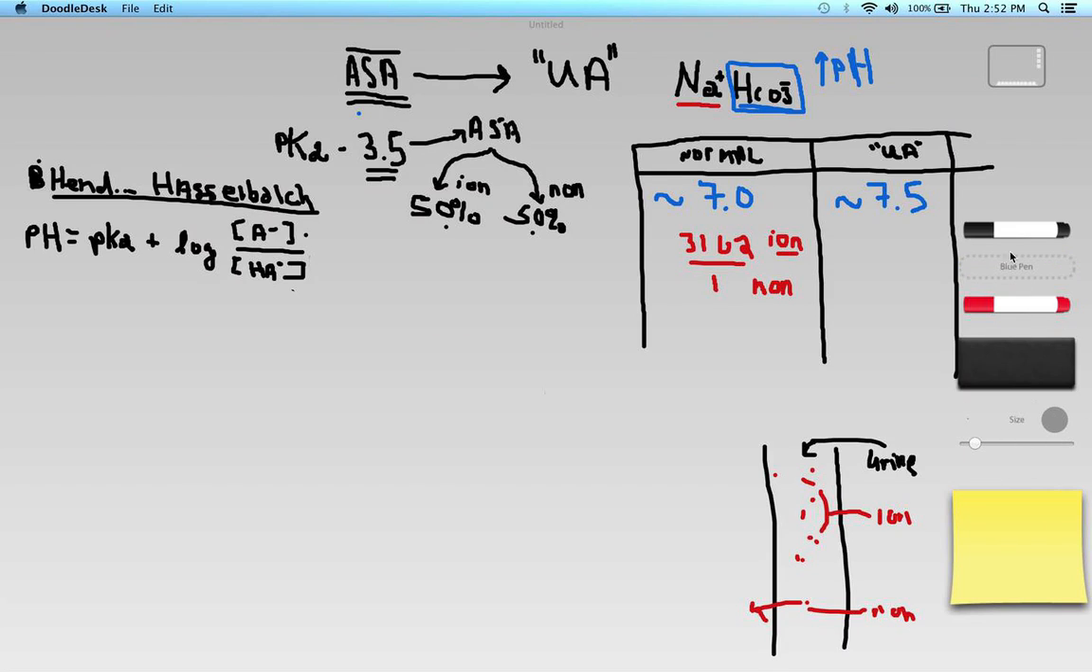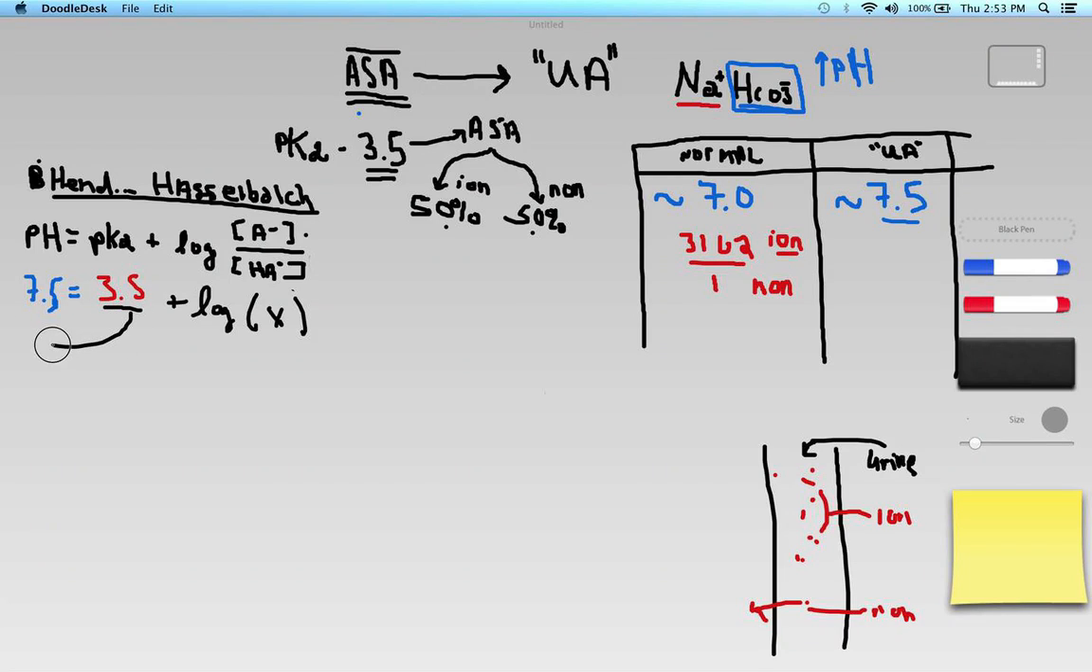All right. So now I have alkalized the urine to 7.5. So the pH, instead of 7, equals 7.5, which equals the pKa of aspirin, which is still 3.5, plus the log base 10 of x again. It's just basic algebra here, don't have to do anything crazy. I'll take 3.5 and subtract that from 7.5. And what does that give me?